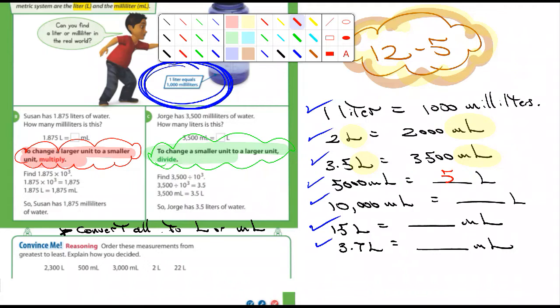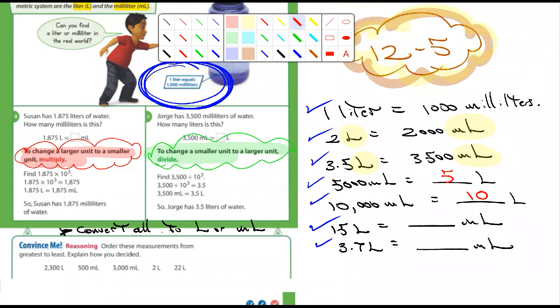Next one, 10,000 milliliters equals how many liters, Mr. Ward? 10. 10. Nicely done. Put up 100 points. So 20,000 milliliters would be 20 liters. Okay? You just move the decimal 3 places.